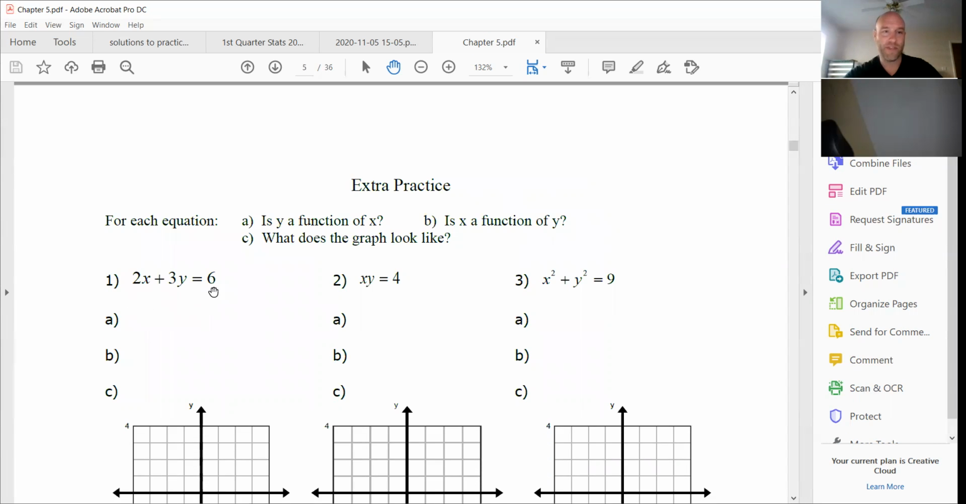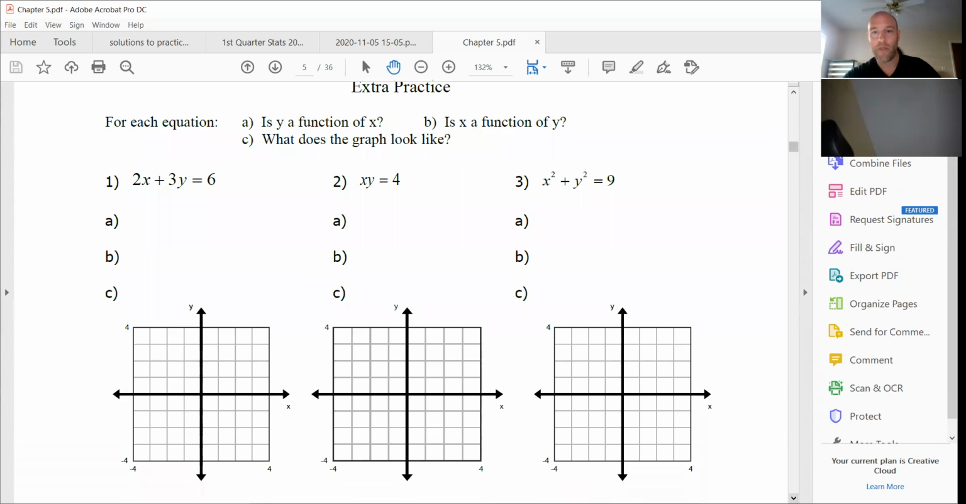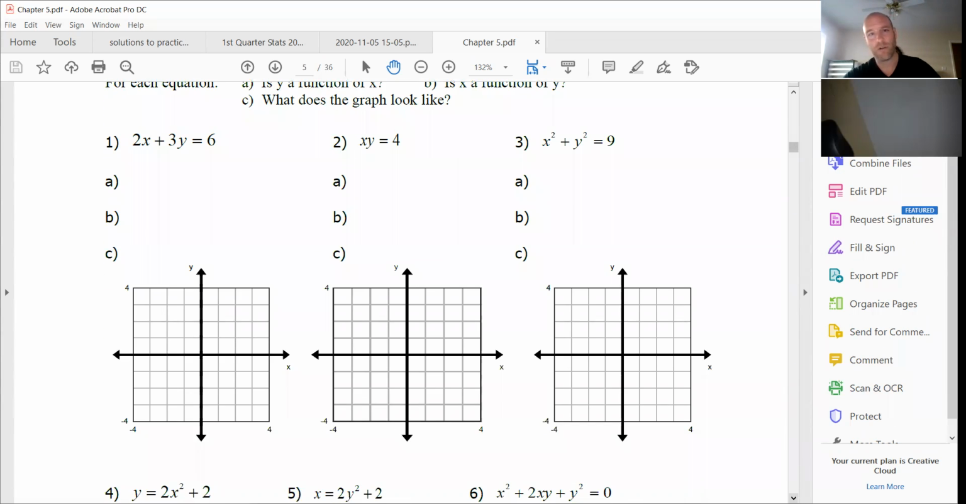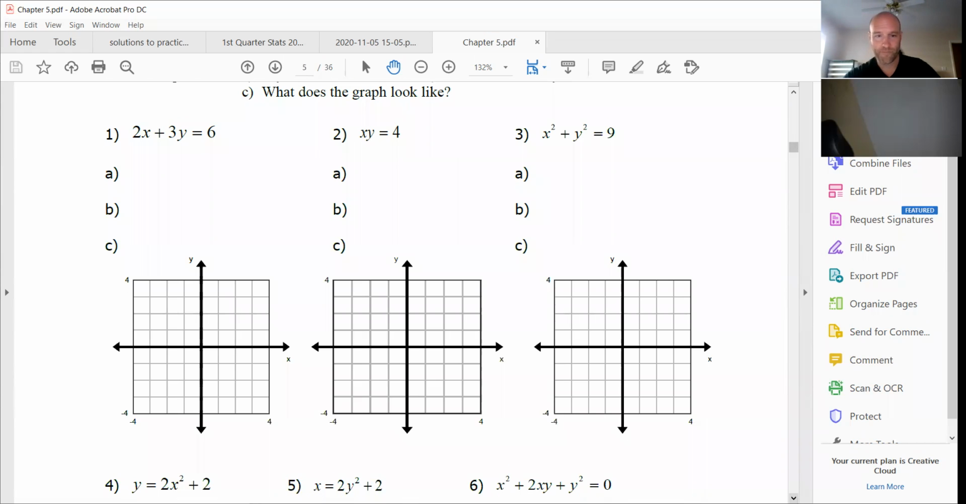Hopefully we recognize that this is the equation for a line. So that is a yes on both A and B, and it's a line. This one you don't necessarily have to recognize yet, but it is a hyperbola. It is hyperbolic. Still, yes, you tell me what x or y is, I can tell you what the other one is. Looks like a hyperbola. I don't really care. The third one is a circle, so that one's a no.